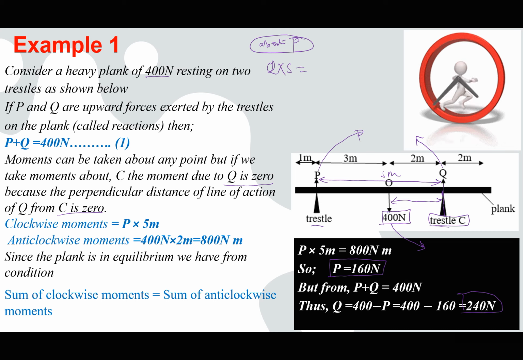this 400, which will now cause, with respect to P, because we are taking moments at P at this point here, P will not have a moment through the trestle. It is the 400 newtons that will now cause a moment which is clockwise. So this will be equal to 400 times the perpendicular distance, which is 3. And I'm certain that 400 times 3 divided by 5, you will still get 240 as Q. So still this gives you Q as 240. And when you substitute in this equation here, you still get P as 160 newtons.